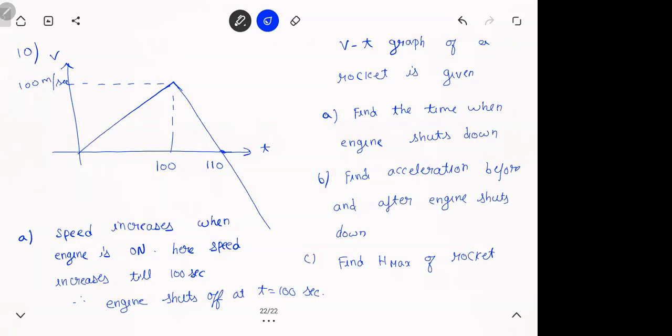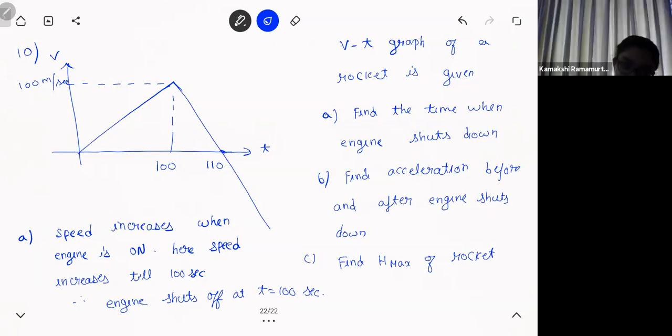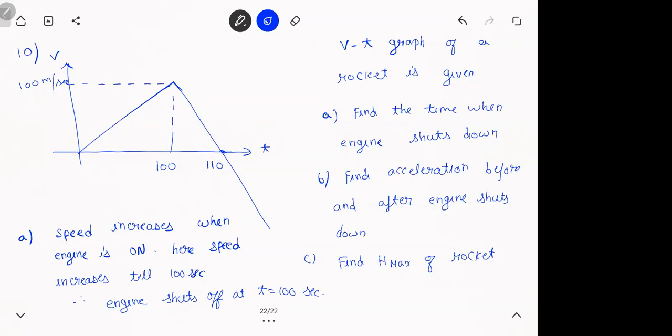Hope the explanation was clear. Any doubts on this thing, please ask me. Kamakshi, makes sense now? You should have said that instead of saying acceleration, the slope and all. Because as long as the engine is on, the speed will increase. Because the engine got shut down after 100, it started slowing down.